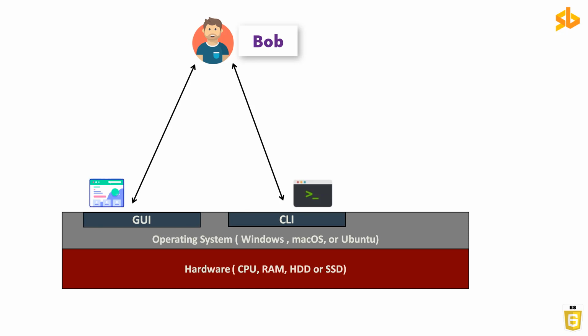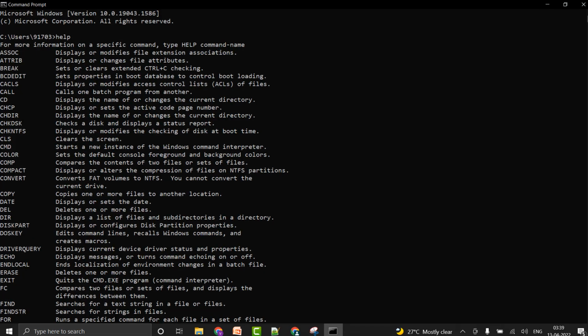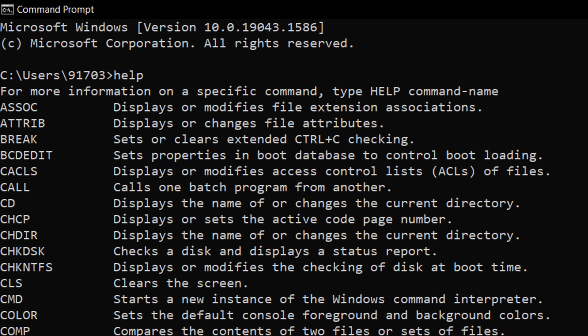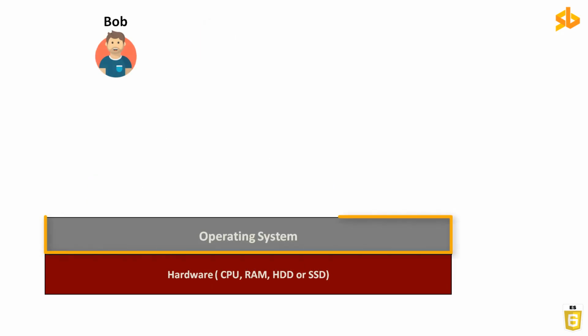For example, the Windows operating system provides the Windows graphical user interface and a CLI called command prompt. We need to know Windows commands to use this CLI. Similarly, Mac OS and Linux users should know Linux-specific commands to work on their CLI, which is also called terminal. Operating system can be classified as a system software because it allows us to access our system.